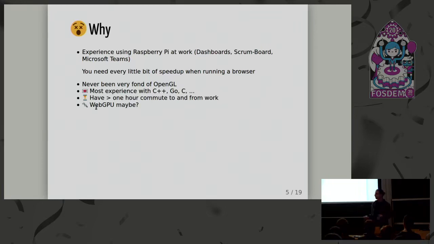In the future, of course, the hip talk we will hear, I think, tomorrow. There's some WebGPU, and people try to do some abstractions, if I heard this correctly, on top of Vulkan, for example. So maybe there will be a WebGPU on Raspberry Pi, who knows?